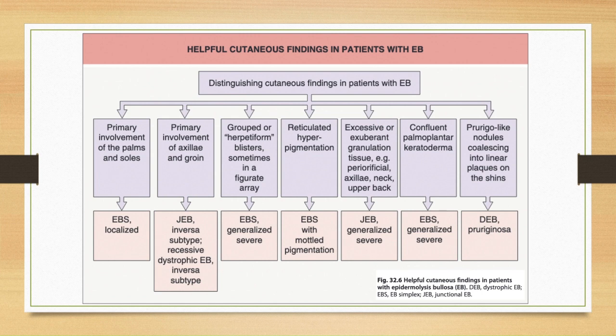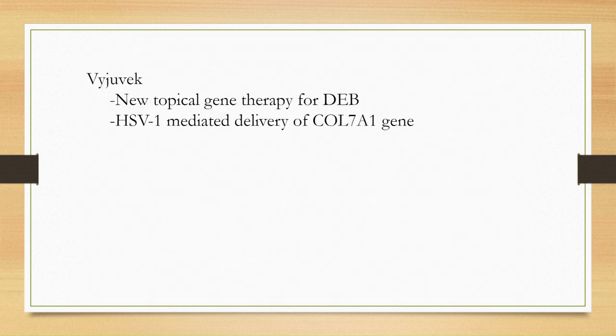Just remember what EB simplex generalized looks like. I feel like that one's maybe hard to pin down to herpetiform blisters sometimes. You guys have been beaten to death with the granulation tissue comment, as well as just knowing that there's an inversa subtype of junctional and dystrophic, as well as a dystrophic pruriginosa type.